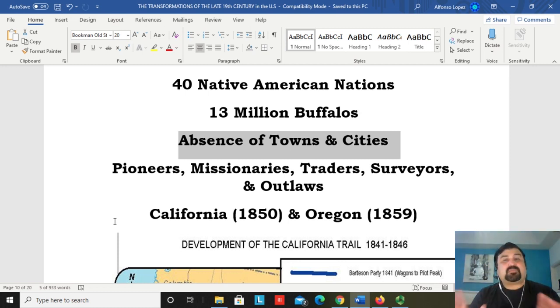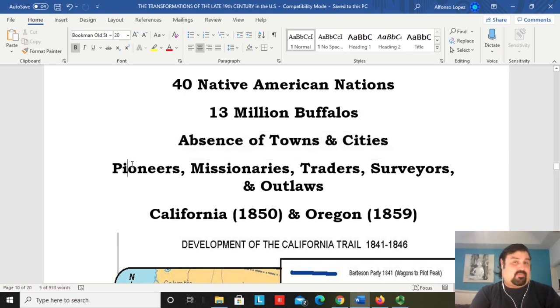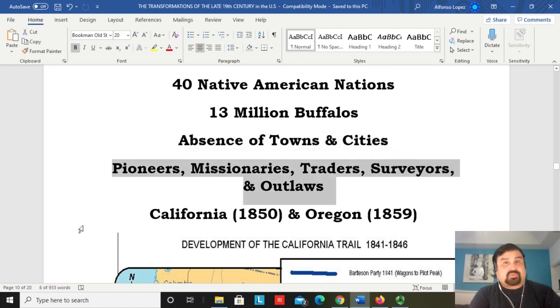We see also the absence of towns and cities, with the exceptions, again, of Oregon and California. The vast majority of this region is just, again, we're not going to see the presence of towns and cities. If we're going to see Americans, which there are, this is not to deny that there's no Americans in the Wild West. Of course, there are Americans.